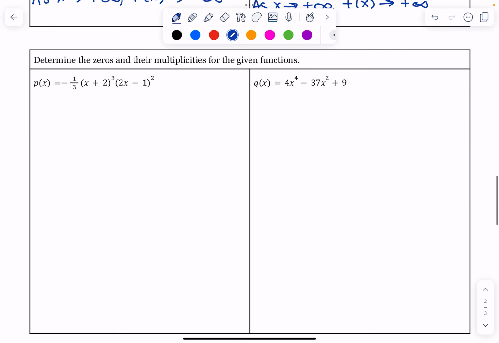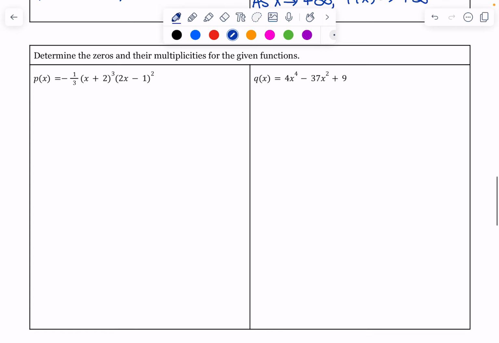All right, determine the zeros and their multiplicities for the given functions. We're going to get into this quite a bit later on. But for now, we're just going to follow these directions. So I have p of x equals negative 1/3, (x plus 2) cubed, (2x minus 1) squared. So in order to find the zeros, we need to set p of x equal to 0. So I'm going to have 0 equals negative 1/3, (x plus 2) cubed times (2x minus 1) squared. And I'm going to use the zero product property, which we should be familiar with.